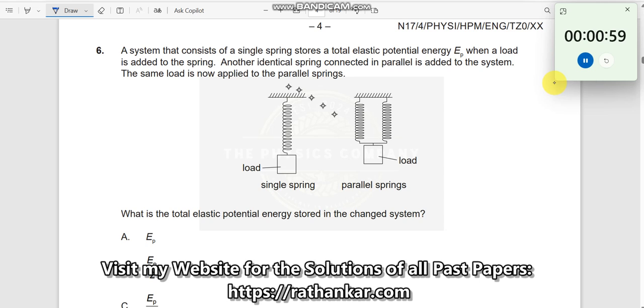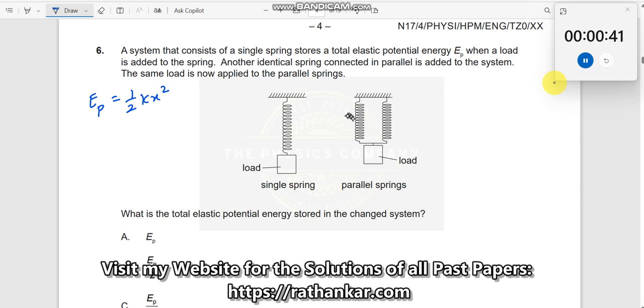Question number 6. A system that consists of a single spring stores an elastic potential energy EP. So for this one, elastic potential is given. What is EP? EP is nothing but half k x square. We already know this.